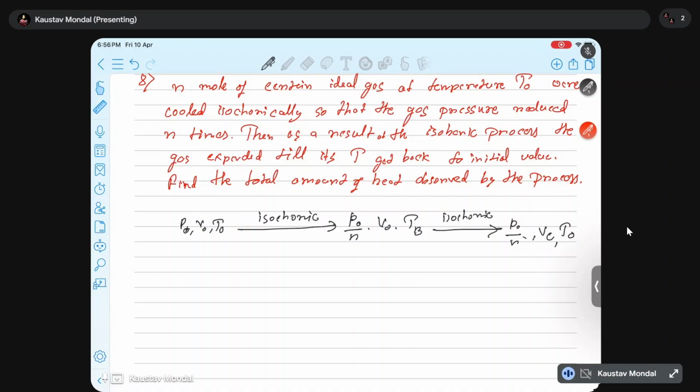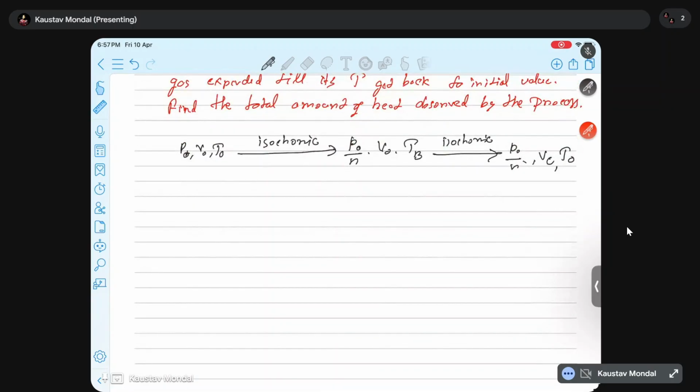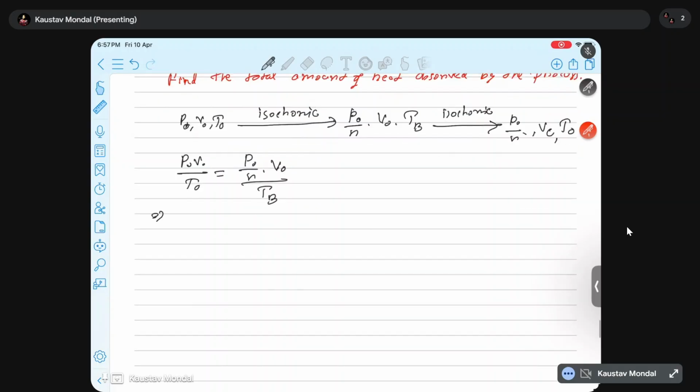Okay. So we have to first find out those quantities. So let's do that. To find that, we use this ideal gas equation. From the first process, P naught V naught by T naught is equal to P naught by N into V naught by TB. So that means TB is T naught by N.